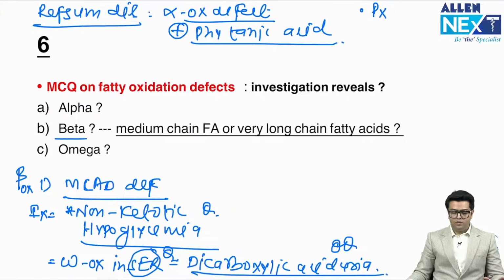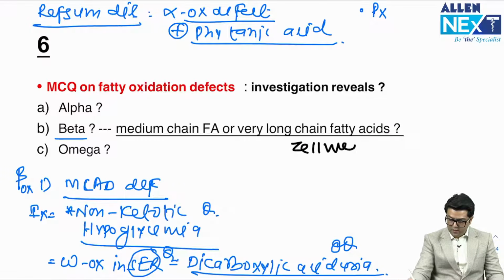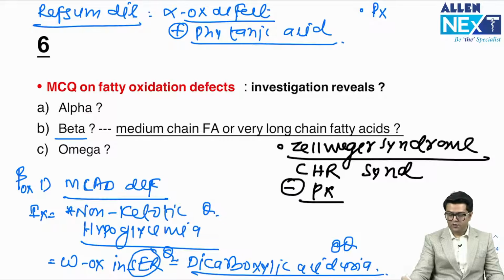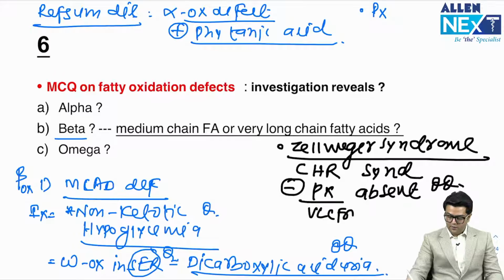Okay. Now very long chain fatty acids will be deposited in a condition called Zellweger syndrome. Zellweger syndrome is also called cerebrohepatorenal syndrome, and there is a complete absence of peroxisomes. That is why the very long chain fatty acids accumulate in the tissues.